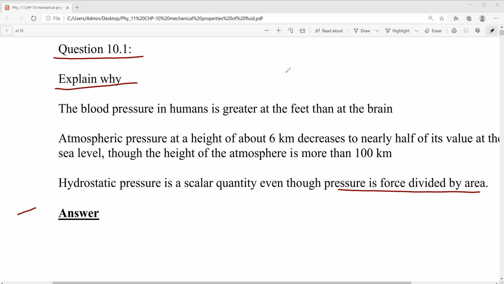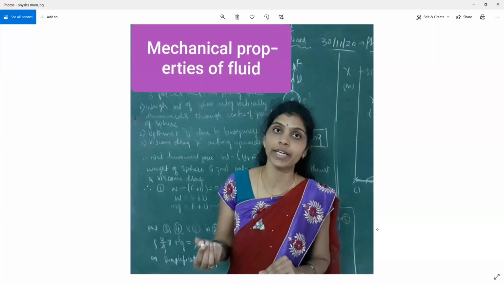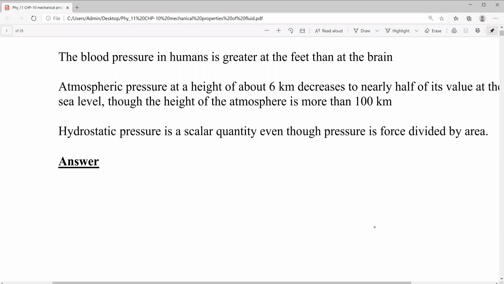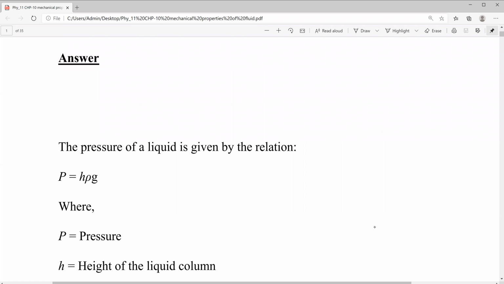So this is a theoretical question, and we have to give the reason for this. If you understand the theory part clearly, it is easily possible to give the answer. So for 10.1, the answer is like this.